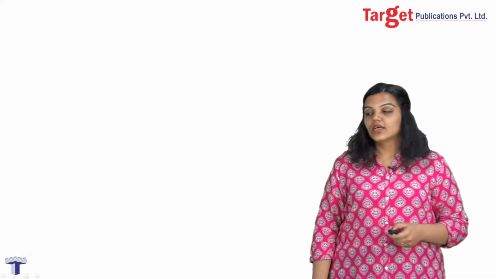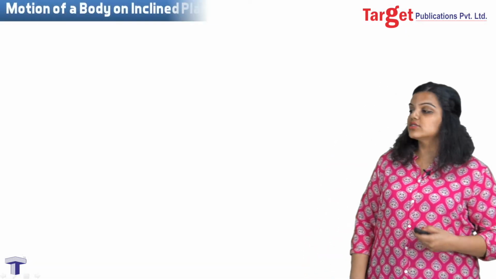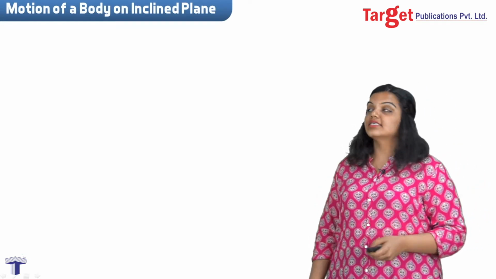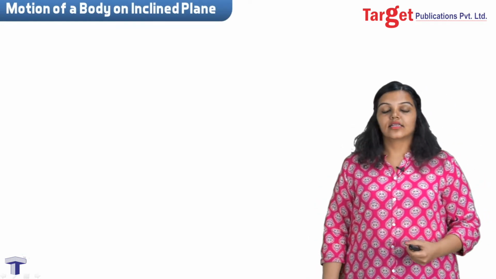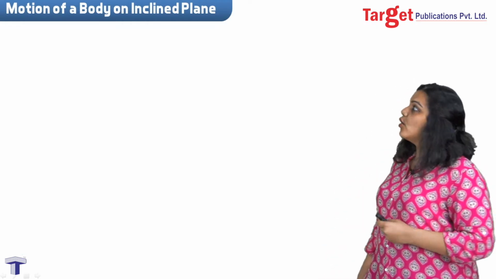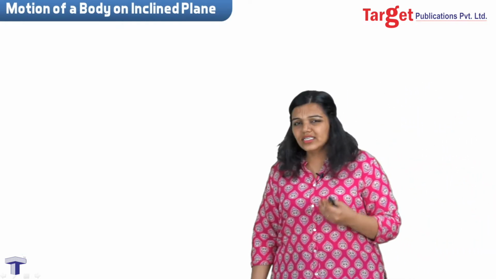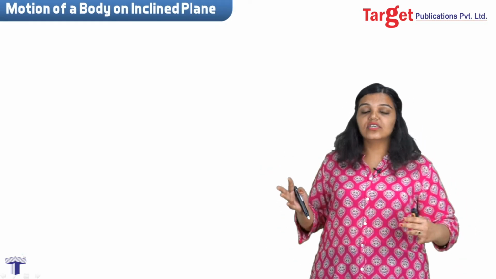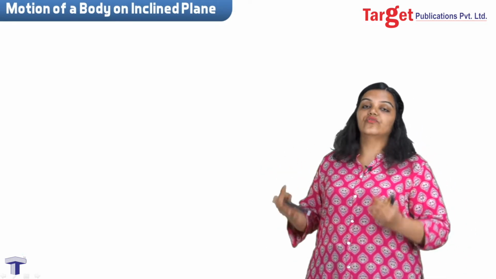Hello everyone. We will continue to look at equations of motion for different systems, and the last system we look at is that of an inclined plane. Now we look at the motion of a body on an inclined plane, and we already know what an inclined plane is. It is nothing but a plank or a surface placed at some angle with the vertical.